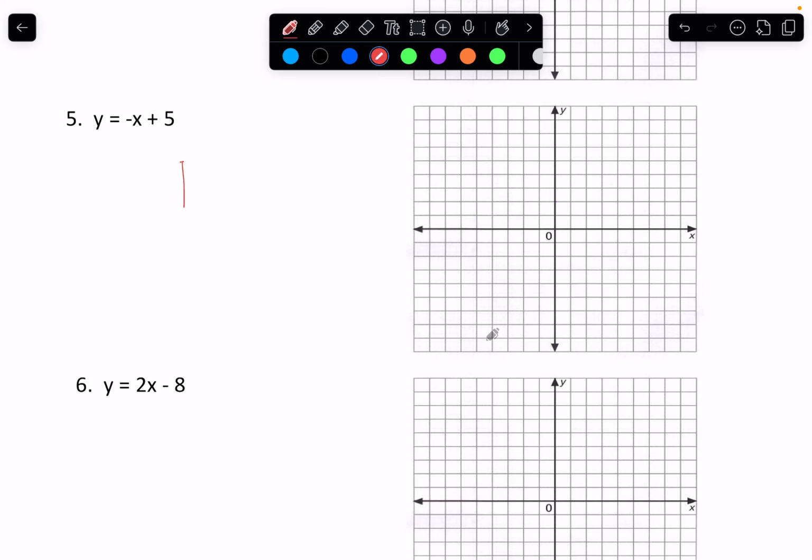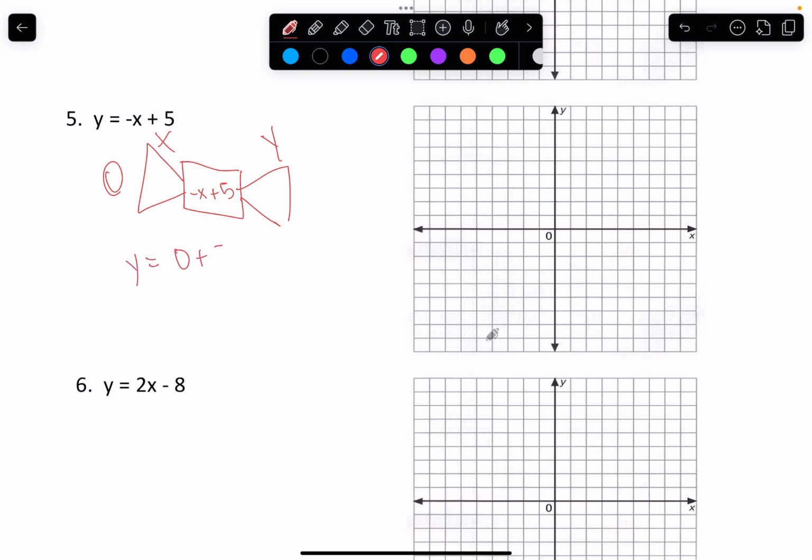And we learned that I could put something into this machine as an x value, and I would get something else out as a y value. So for example, if I put a 0 in for x, I love putting zeros in for x, that would be 0 plus 5, and I would get a 5 out for y. And we made our little graph over here, and we said if we put a 0 in for x, we got a 5 out for y.